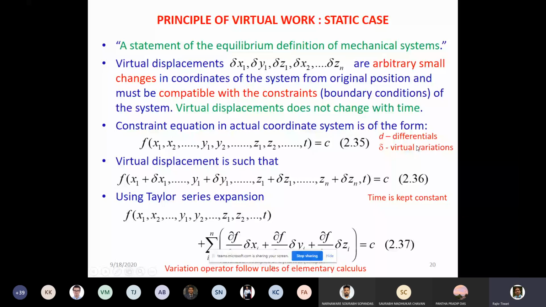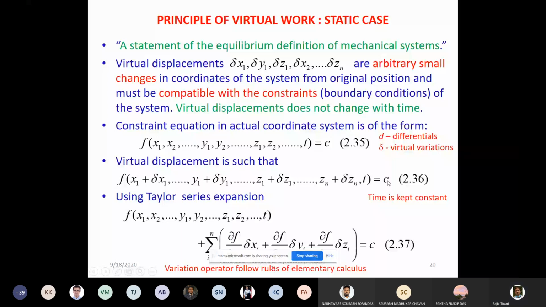Most of the operations of the differentials are valid for the virtual variations, so that we'll see as we go along. This is one point to remember. If we give small arbitrary variations to all the coordinates, this function will take x1 plus delta x1, y1 plus delta y1, like that. All the coordinates get a small arbitrary variation, except that t we are keeping as it is. We are not giving any variation to t.